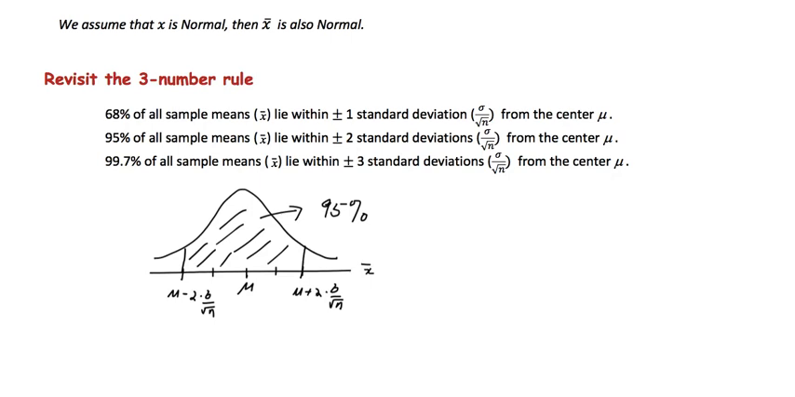Like before, let's assume that x is normal, then x bar is also normal. Now you have seen the three-number rule and you have used it in chapter 15 homework also. So this diagram, you have seen that in chapter 15 homework. This diagram shows that 95% of all sample means live within +2 and -2 standard deviations from mu.